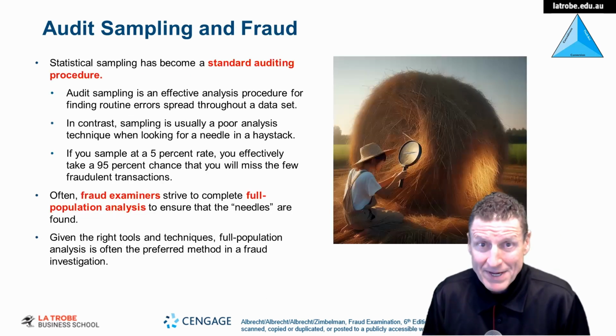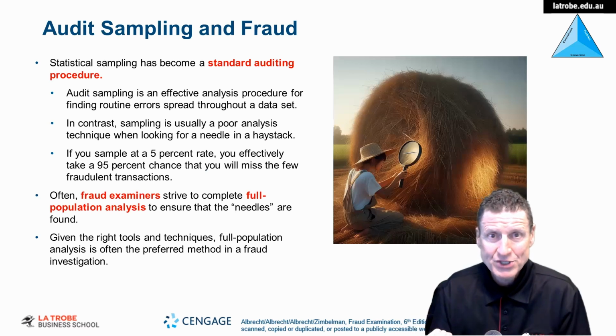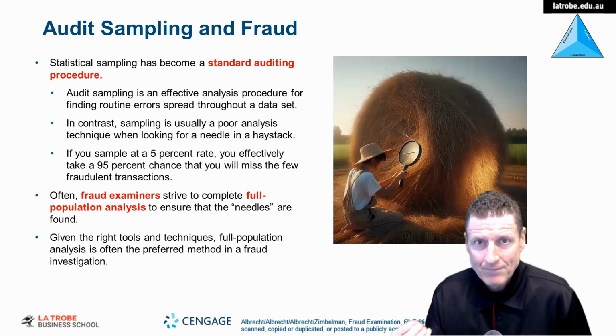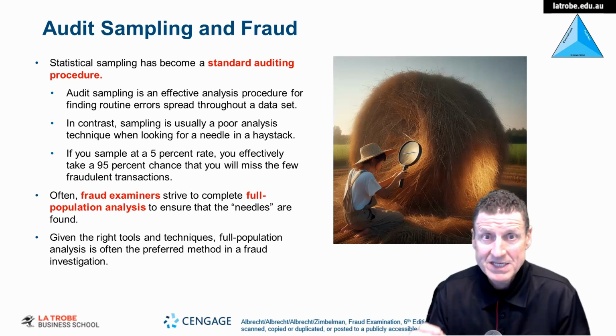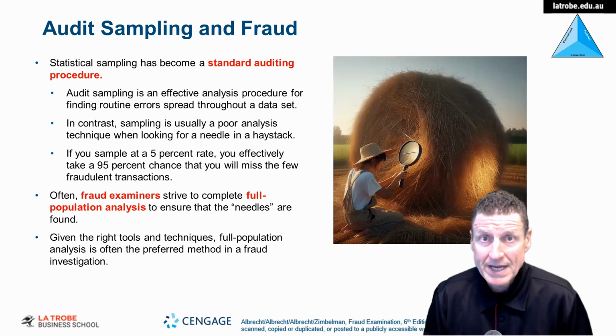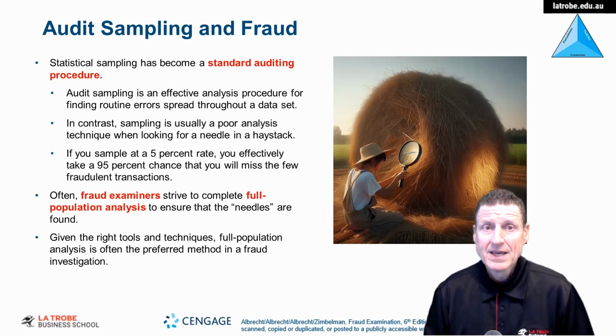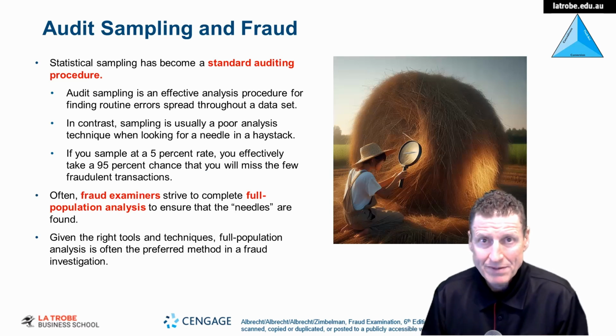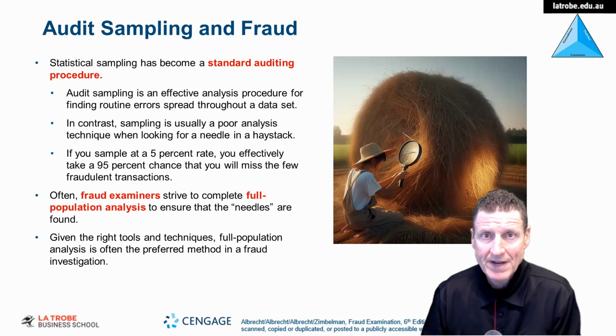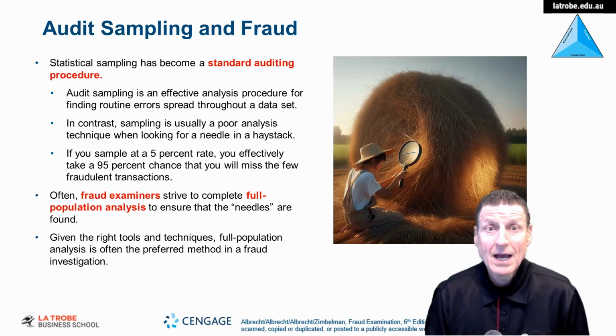What about audit sampling and fraud? Comparing the auditor's job and the fraud investigator's job. Well, audit sampling is an effective analysis procedure for finding routine errors spread throughout the data set. And audit sampling is the backbone of doing the audit. So you can come to a true and fair view that the financial statements represent the economic status of the organization. But that is not what fraud is about.